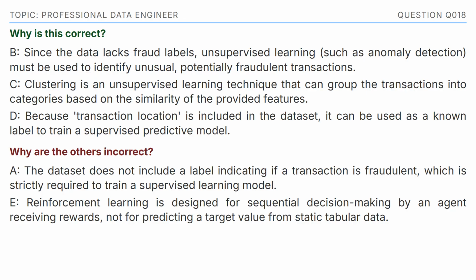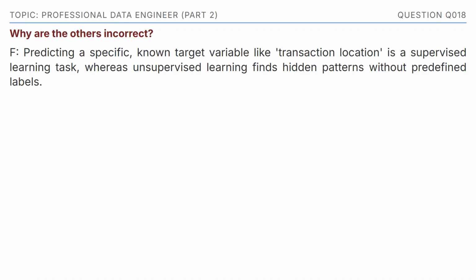Why are the others incorrect? A. The dataset does not include a label indicating if a transaction is fraudulent, which is strictly required to train a supervised learning model. E. Reinforcement learning is designed for sequential decision-making by an agent receiving rewards, not for predicting a target value from static tabular data. F. Predicting a specific, known target variable like transaction location is a supervised learning task, whereas unsupervised learning finds hidden patterns without predefined labels.